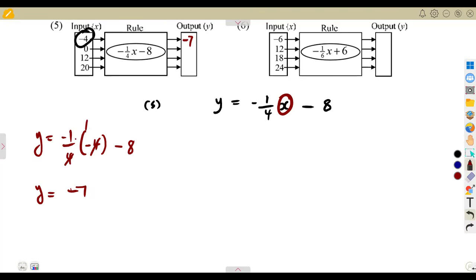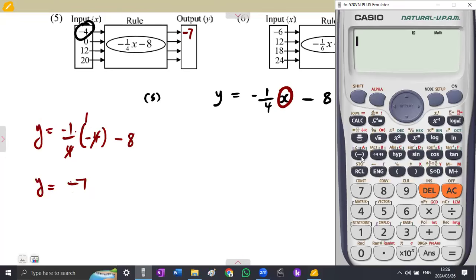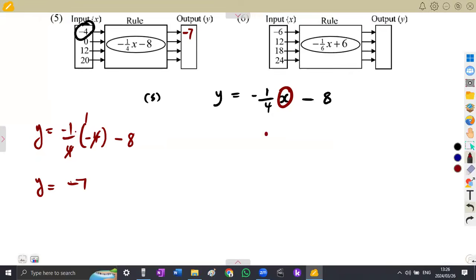Or your calculator is there as a verification. We can just do this: minus 1 over 4. Remember, minus 1 over 4 goes out of this bracket, into the bracket where we've got minus 4. Close the bracket, then subtract 8. You're subtracting 8 here, so that is going to give you a negative 7. That's how you play around with this information.